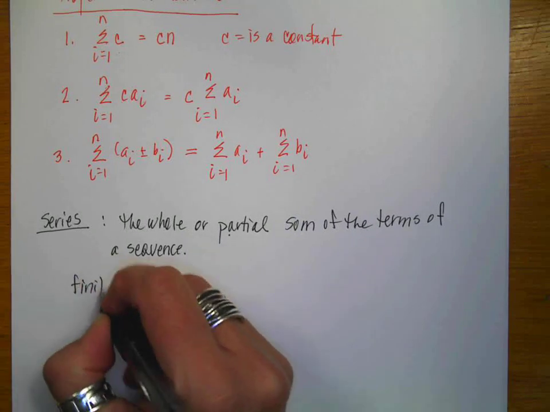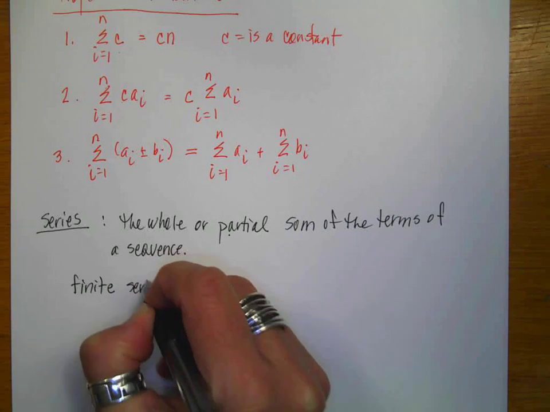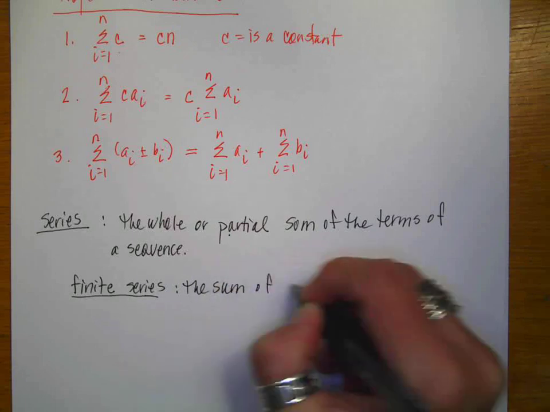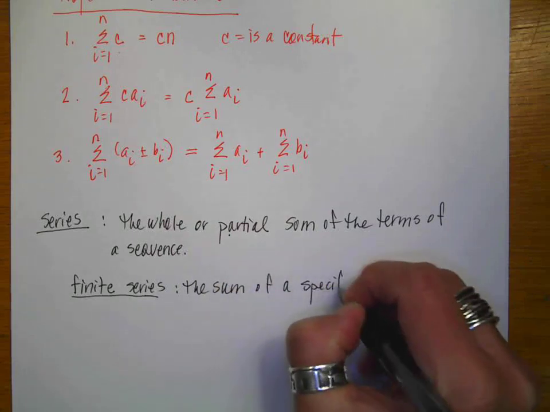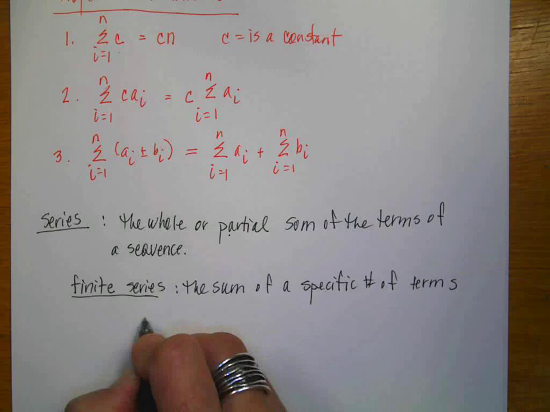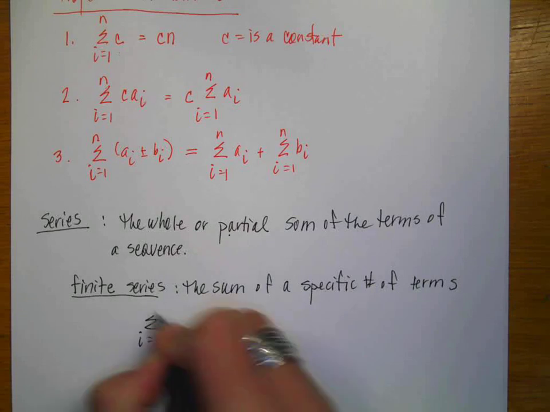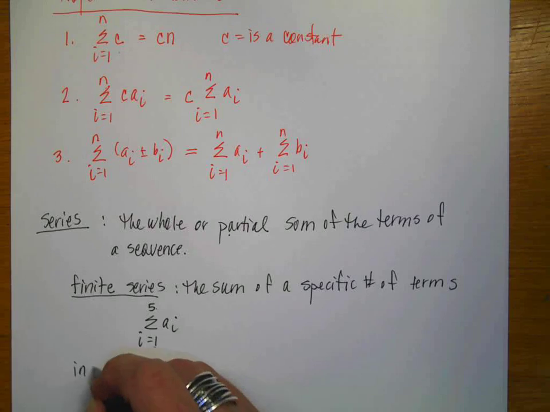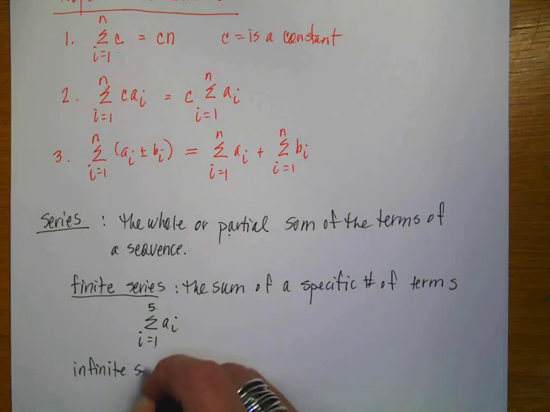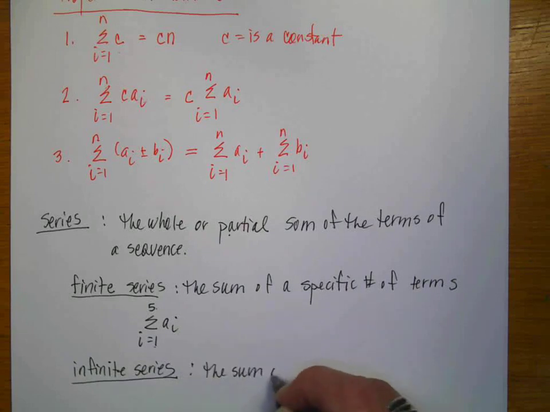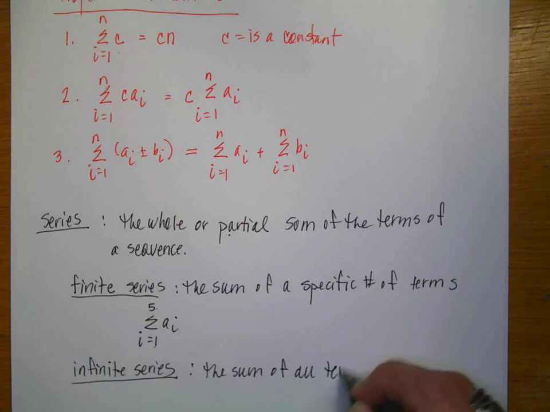Okay, more definitions. A finite series is going to be the sum of a specific number of terms. And if you think about the summation notation, that means that if I go from i equals 1 to 5 of a sub i, a finite series has a beginning and an end. Okay? An infinite series, on the other hand, is going to be the sum of all the terms to infinity.